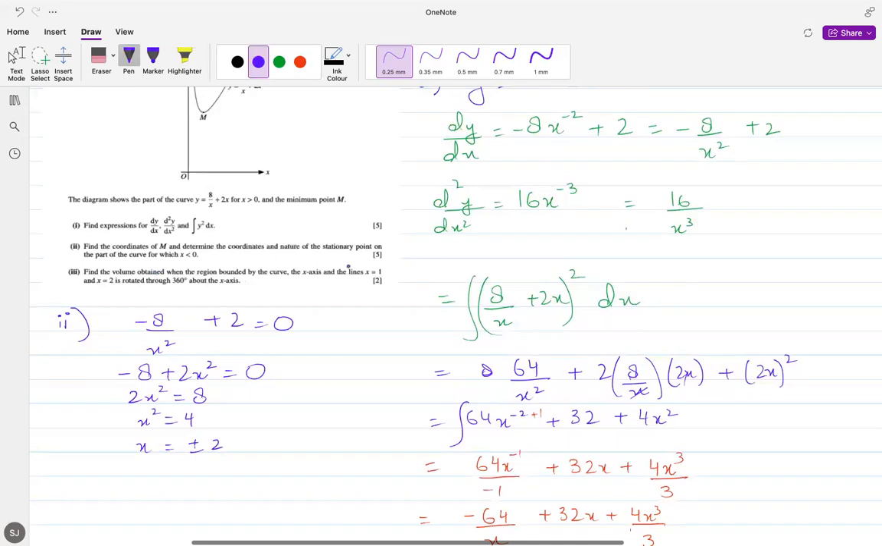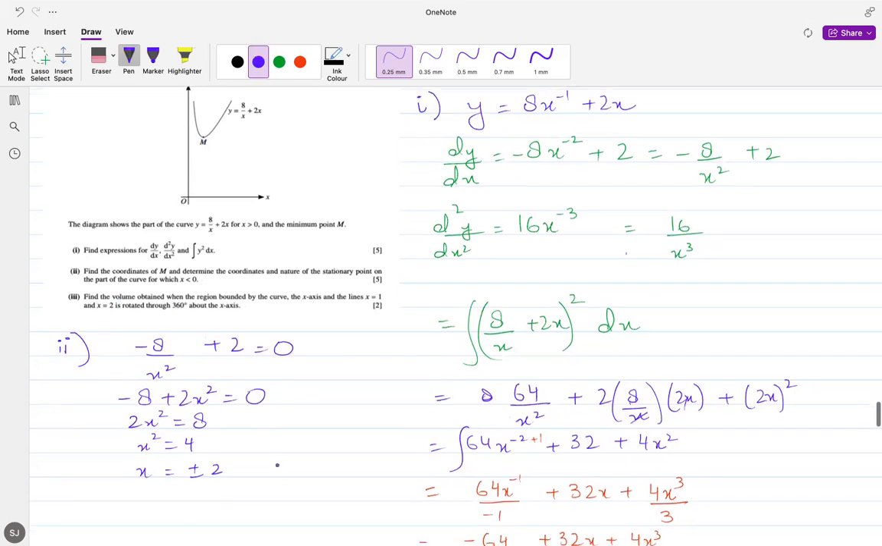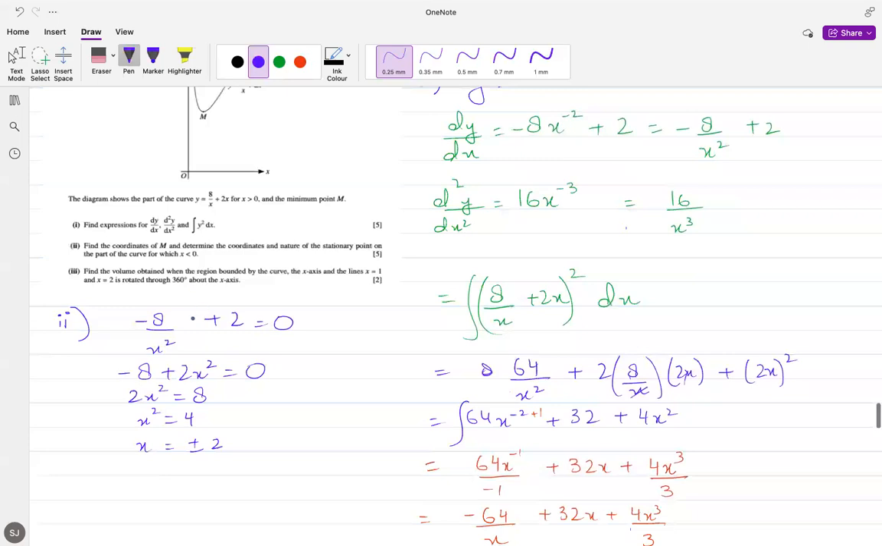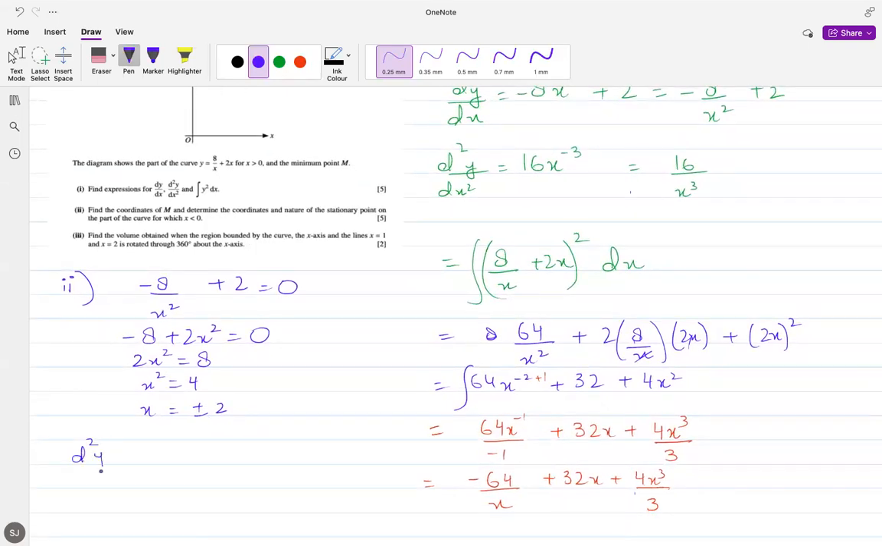Now to find the nature of the stationary points on the part of the curve, as M is on the positive side, we'll be taking the value of x as 2. Now to find the nature, we'll substitute this value of x into the double derivative that we found, which was 16 upon x cubed. So as we had d squared y upon dx squared.